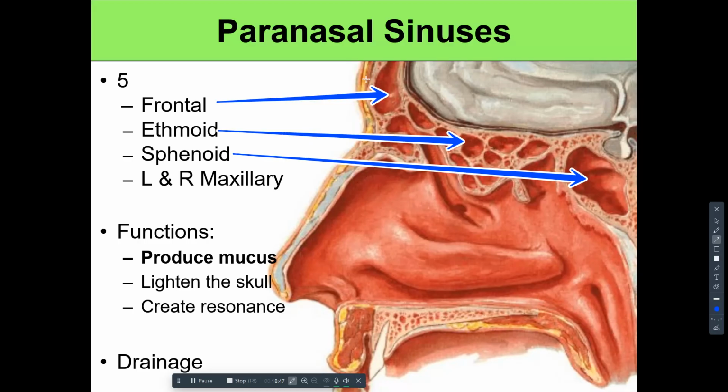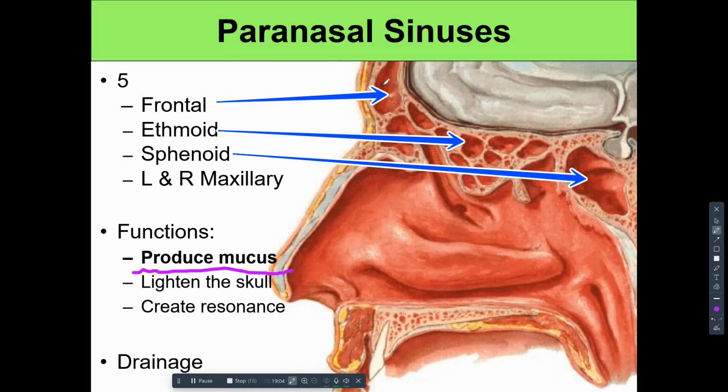I cannot see my maxillary sinus in this sagittal slice, but I can see 3 of my 5 sinuses right here. Now, the big function of sinuses is the production of mucus. That is the number 1 major function. Other functions include lightening the skull and creating resonance for voice production.